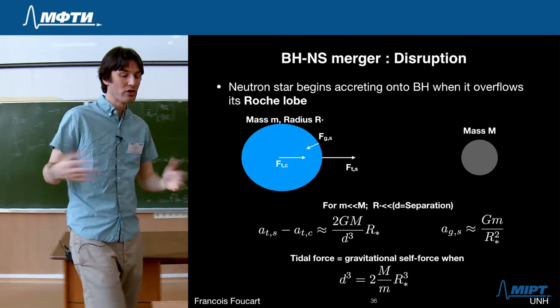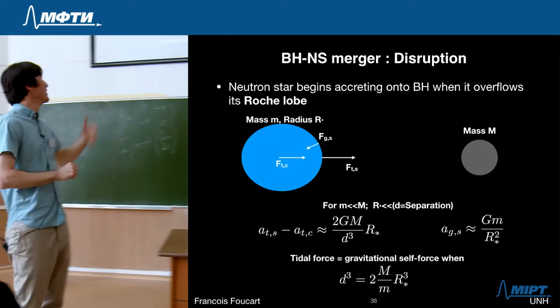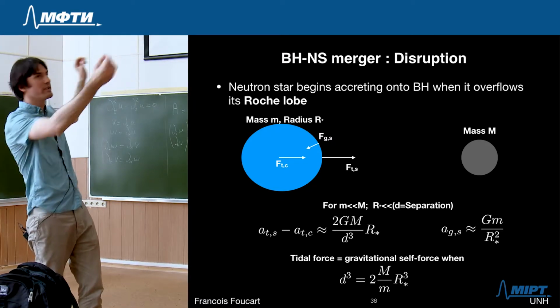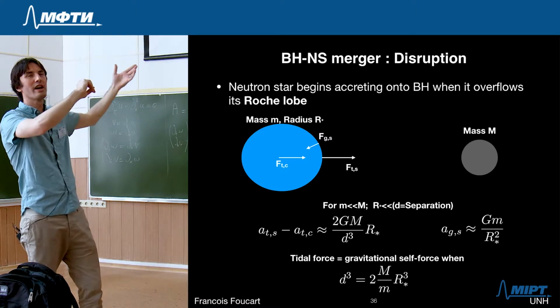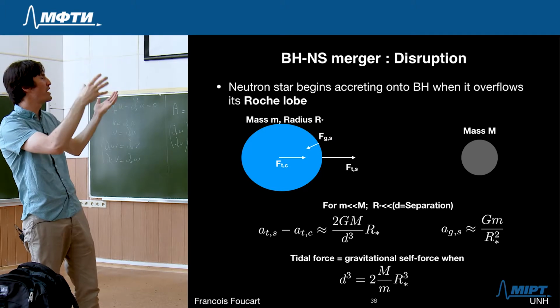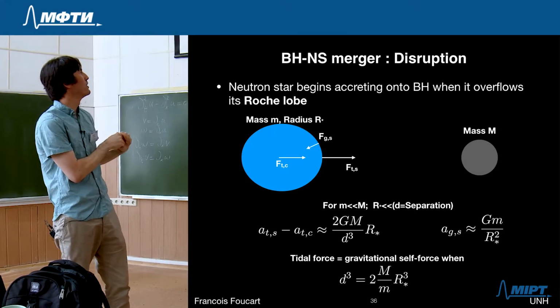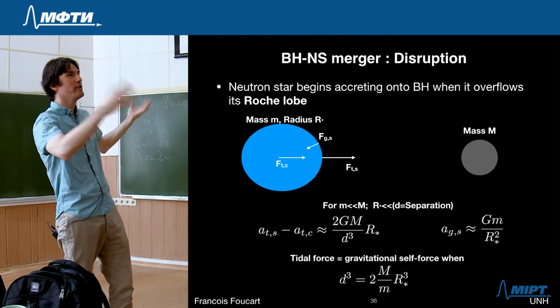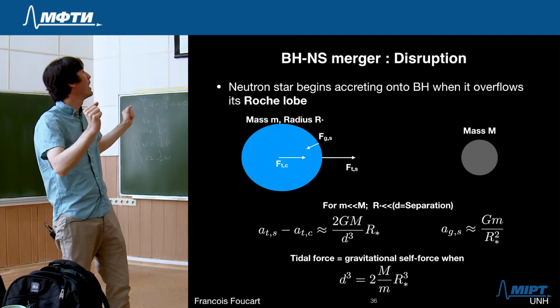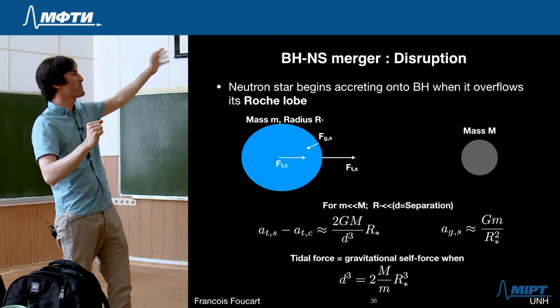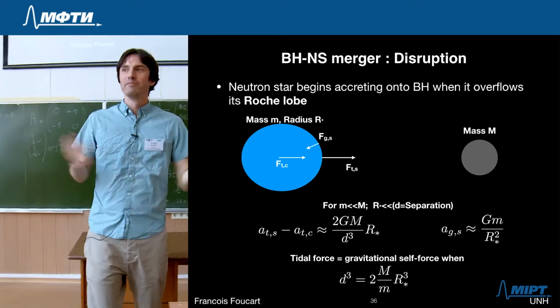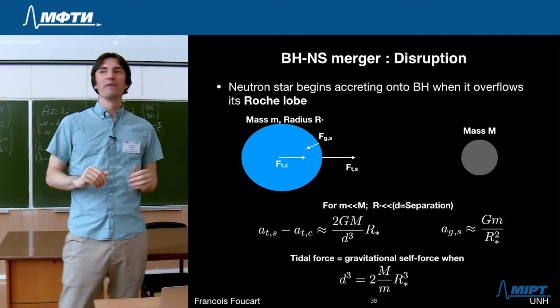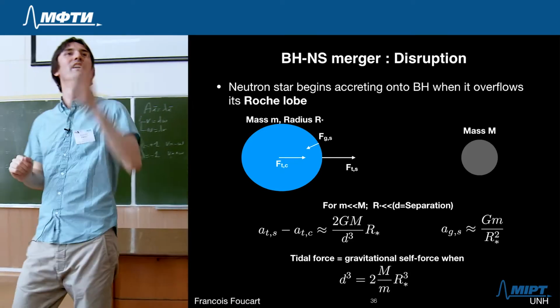If you equate those two, you get a relationship between the distance between the two objects, the mass of the object, and the radius of the neutron star, which is roughly speaking where you expect the neutron star to be ripped apart by the black hole. The coefficient there depends a bit on the assumption that you make for the rotation of the neutron star. It can be 2, it can be 3. It's an order of magnitude anyway because we're only doing Newtonian physics here.